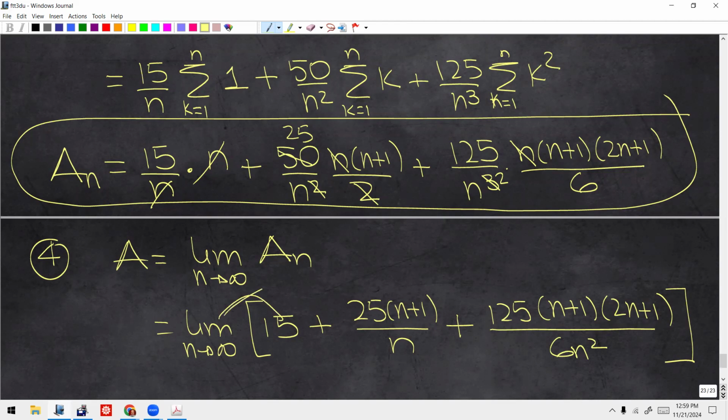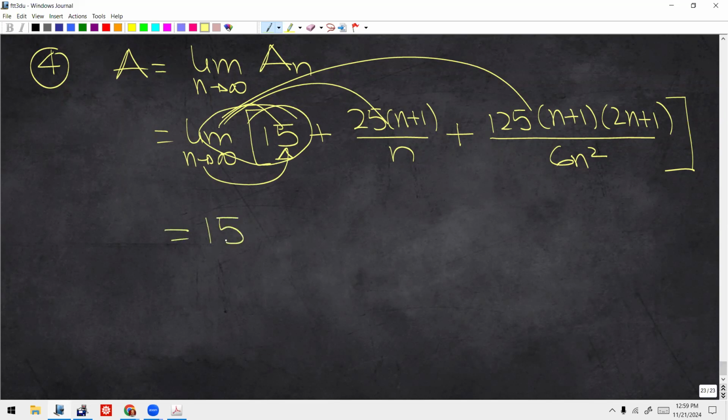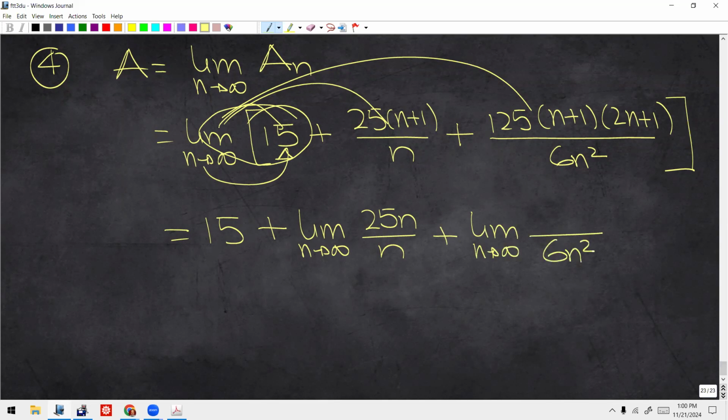Next thing we do is what? Distribute the limit. And as we distribute, we're going to keep the dominating terms because that's all that matters. Now, before I do that, in the first case, when I distribute here, are there any n's here? No. So do I even need the limit there? No. So I'll just get 15 for that one. Plus, I get limit as n goes to infinity. The dominating term is what in the second one? 25n over n. And in the last one, what is the dominating term? We have 6n squared on the bottom, correct? What's the dominating term on the top?